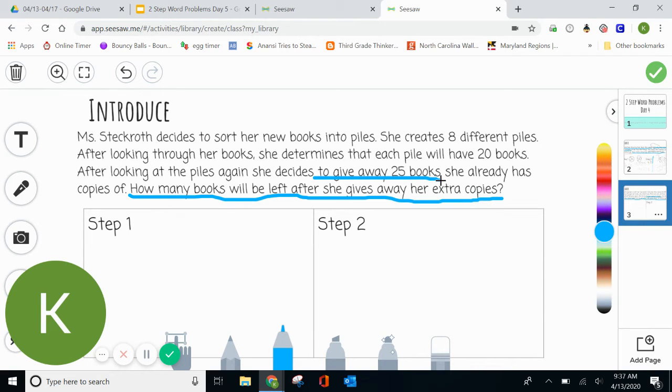25 books. So at some point, we're going to have to subtract, but let's go back to the beginning of this problem. We found out that Miss Techcroft was sorting her books into piles. Actually, let's circle that. Usually when I'm dealing with piles, it means I'm going to be making some kind of equal-sized group. So I'm either going to be multiplying or possibly dividing. Let's take a look at what the information gives us. She creates 8 different piles, and she determines that each pile will have 20 books.